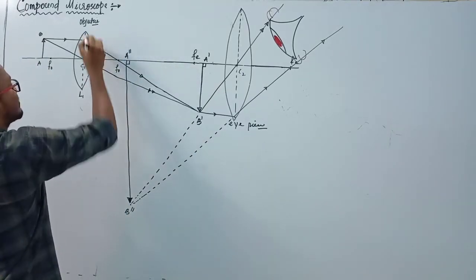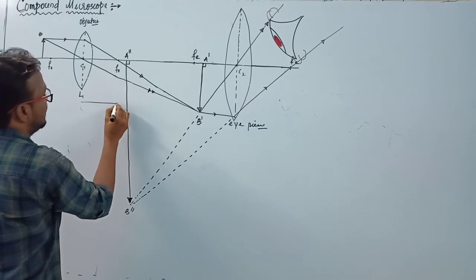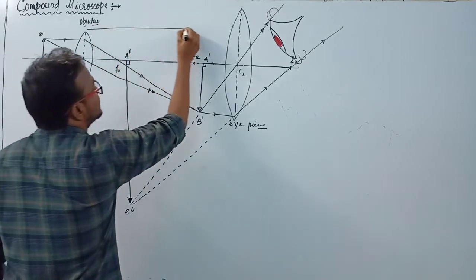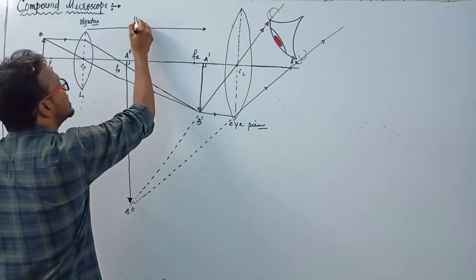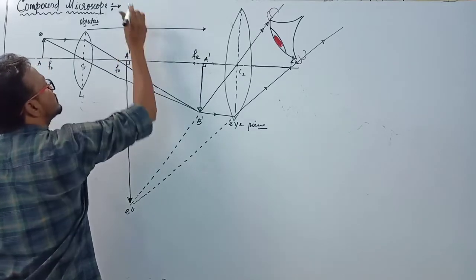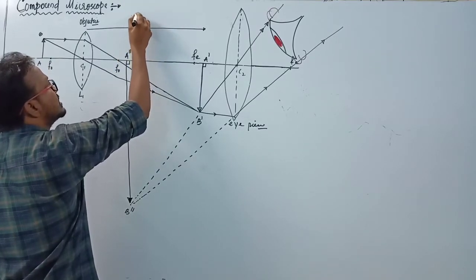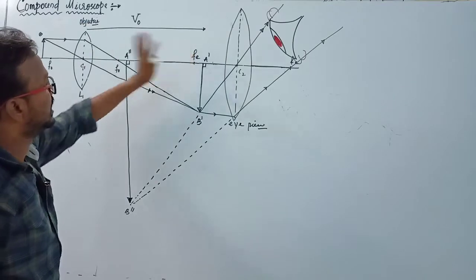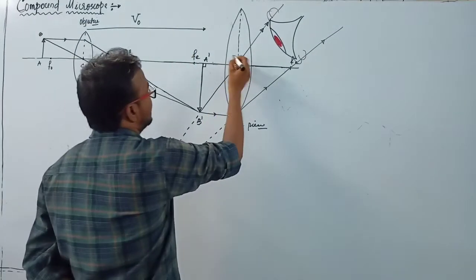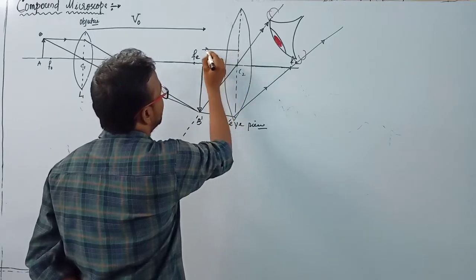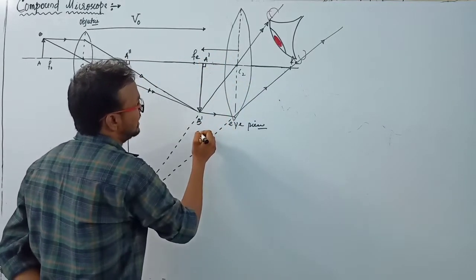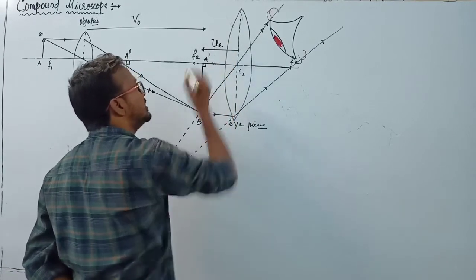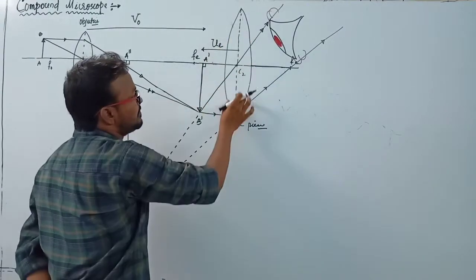Suppose this distance is the focus distance, and this distance is taken to be V naught. This is the final image formed by the objective lens, so we take here V naught. Clear? And this distance from the optical center to A dash and B dash, which behaves as an object for the eyepiece, we can write here as UE. UE means the object distance from the eyepiece.